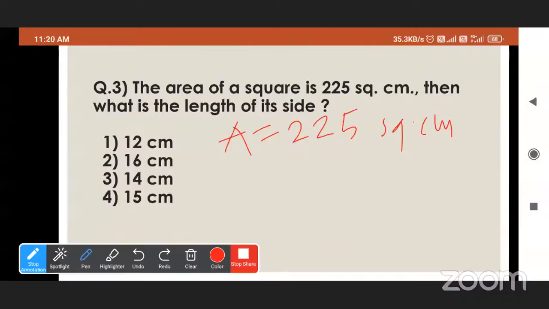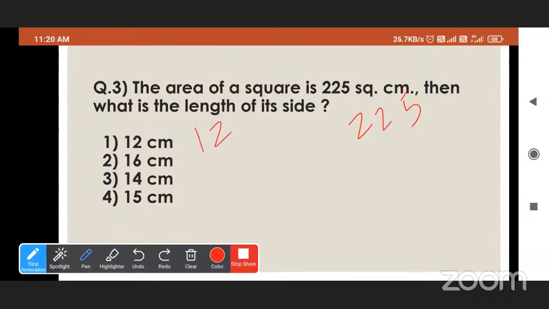We know that the area of a square is S multiplied by S, that is side multiplied by side. So which number, if we multiply it by itself, gives 225? We know that 12 multiplied by 12 is 144. If we look at the last digit, 12 multiplied by 12 has last digit 4, because 2 multiplied by 2 is 4.